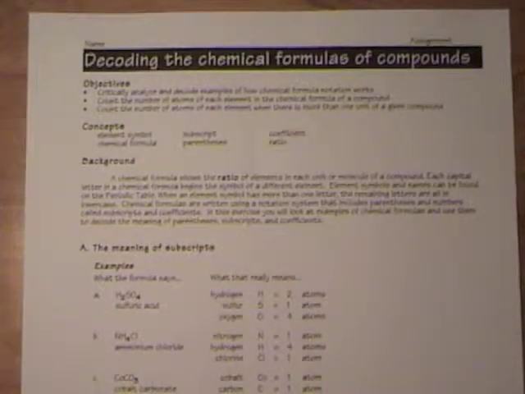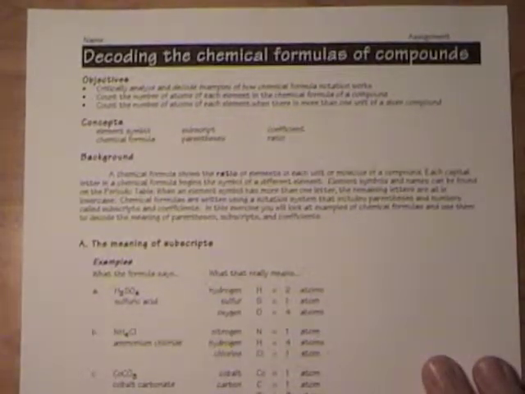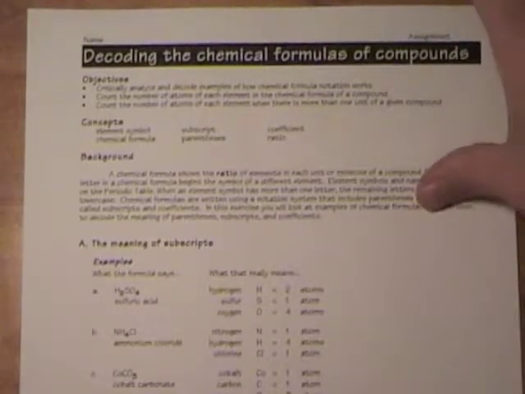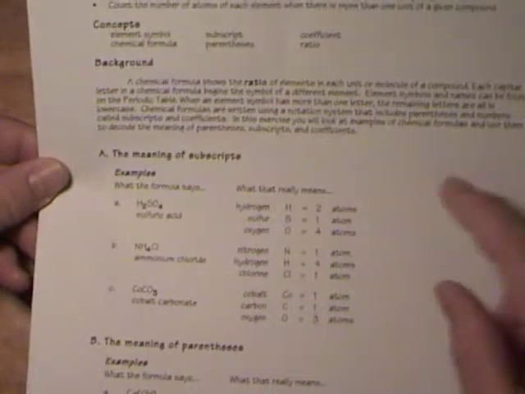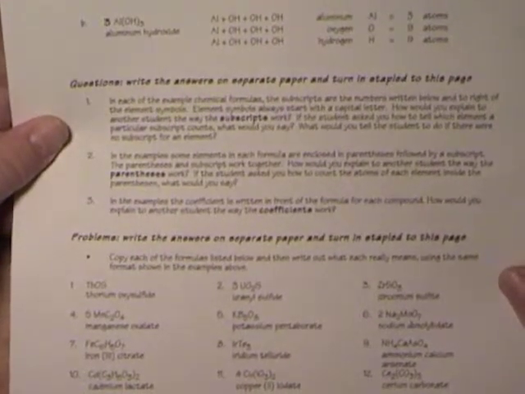Some things that you want to make sure that you have handy: one is a periodic table, and this assignment. In this assignment we're going to go through three different parts of the chemical formulas. One is something called subscripts, something else called parentheses, and on the back we'll go over coefficients. Then there are some questions, 3 questions and 15 problems for you to work out on separate paper and staple to this page.